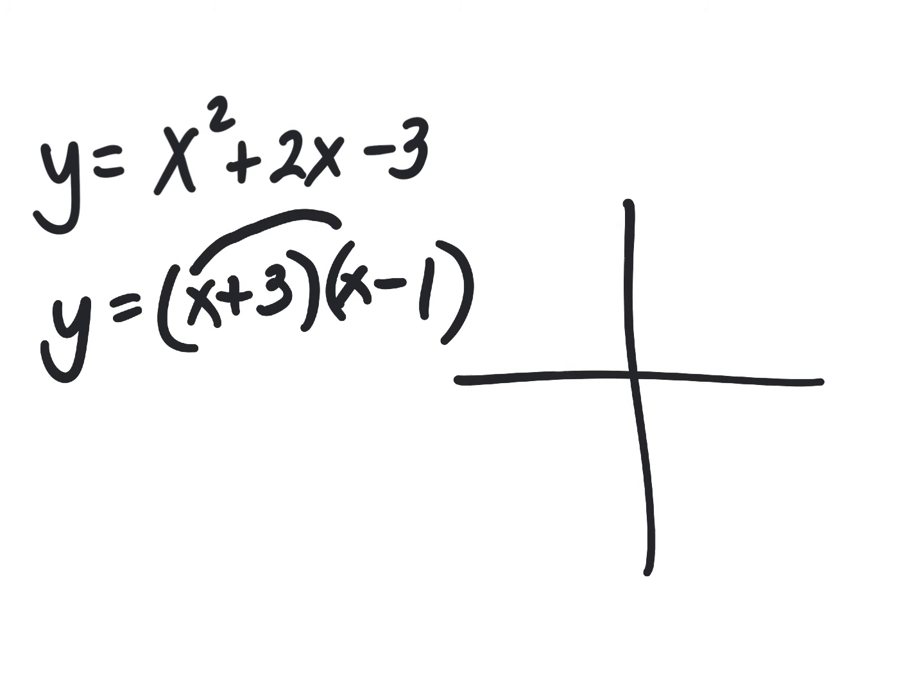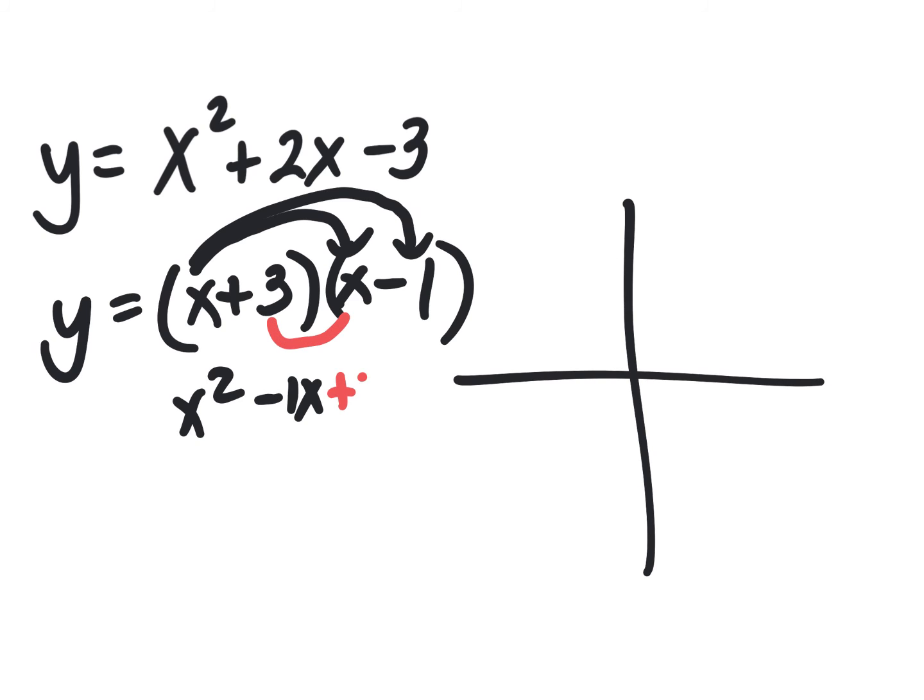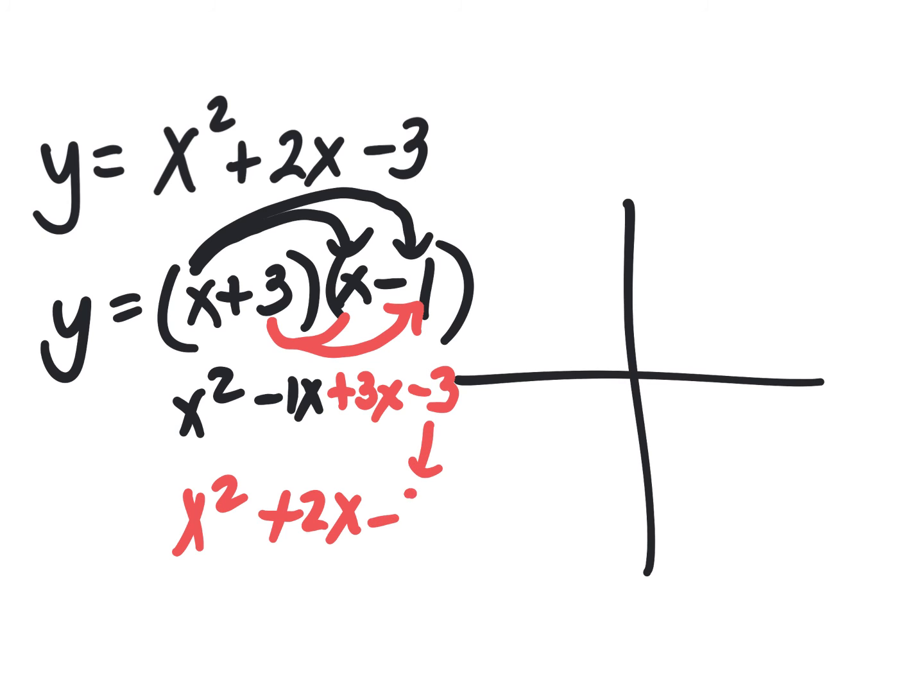He's proving he's right. X times x, x squared. Keep going. And then x times negative 1 is negative 1x. Keep going. And then 3 times x is 3x. And then? And then 3 times negative 1 is negative 3. Nice. Put it all together. X squared plus 2x minus 3. And that's what I had in the first place. And all that means is that, yay, this was right. We checked it. It's right for sure.